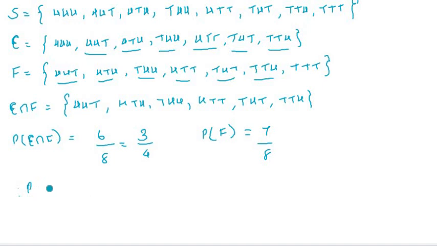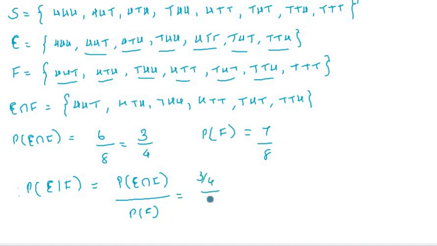Okay, now we will determine P of E given F. By the conditional probability formula, P of E given F is equal to P of E intersection F divided by P of F, which is 3 by 4 divided by 7 by 8. So this is 3 by 4 times the reciprocal, 8 by 7. Cancelling 4 and 8 gives 2, so we have 6 by 7. Therefore, our answer is P of E given F equals 6 by 7.